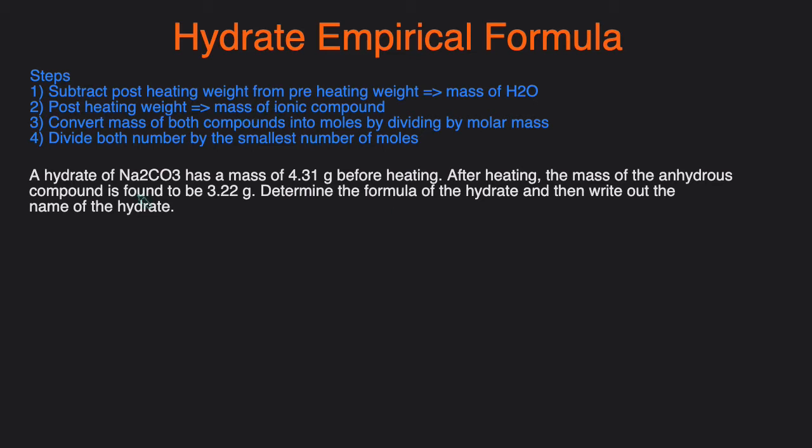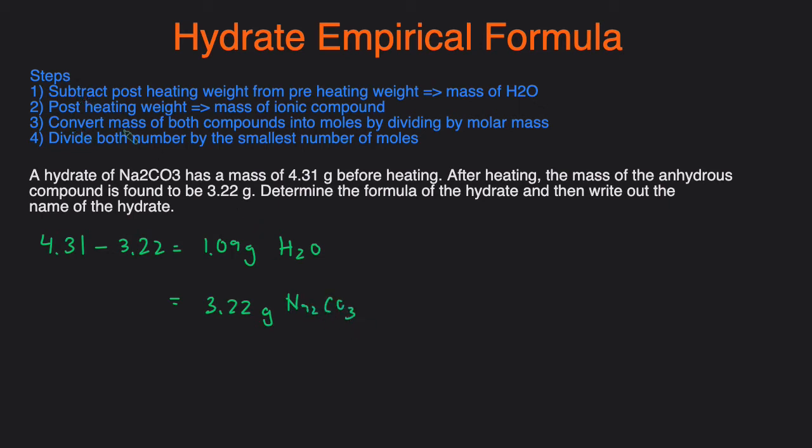So step 1, we're going to subtract. We're going to take 4.31, the mass before heating, and subtract the mass after heating, and that'll be the mass of the water that was heated off, which is going to be 1.09 grams of H2O. The weight after heating is the mass of the ionic compound. So after heating was 3.22. That means we have 3.22 grams of the sodium carbonate.